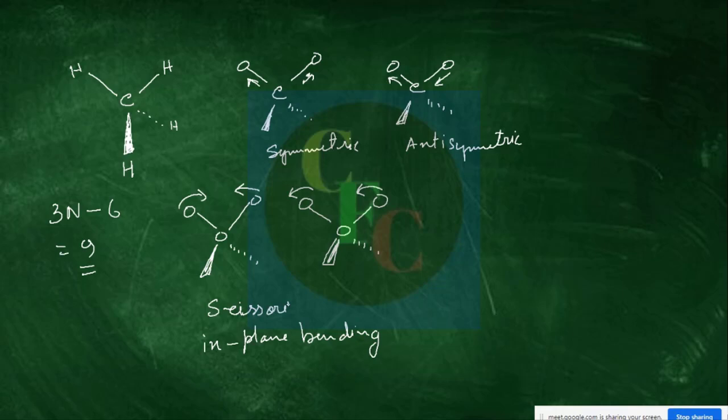This is called scissoring, because it is like a scissor. Both the bonds are either coming together and going away. But here, both the bonds are either going to the left or to the right. So this is called rocking, like a rocking chair. That's why this is called rocking. But both are in-plane bending.